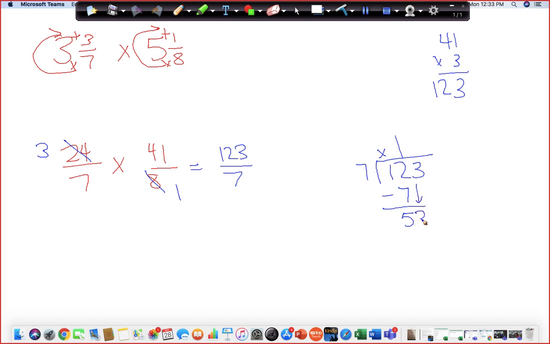Bring down our 3. 7 goes into 53 7 times. 7 times 7 is 49. We need to borrow here. This becomes a 4. So 13 minus 9 is 4. 4 minus 4 is 0. Bring up your remainder, and your divisor follows. So 17 and 4/7.